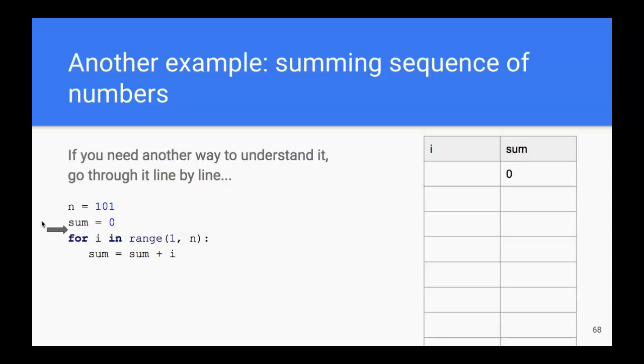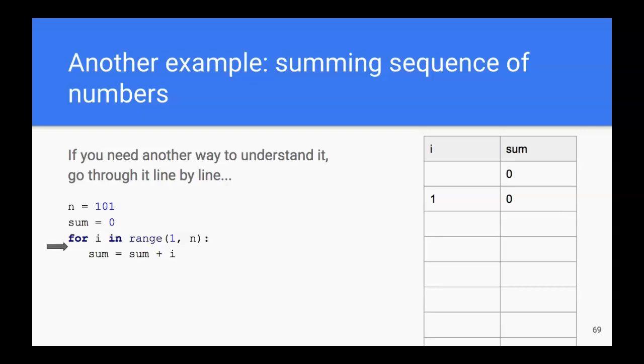So let's start. Assuming we have executed the first two lines and we're here, at this point, what is I? Well, I doesn't quite exist yet. That comes in the next line. What is sum? Well, we have a sum. We set the sum to 0. Okay, so we go into the loop.